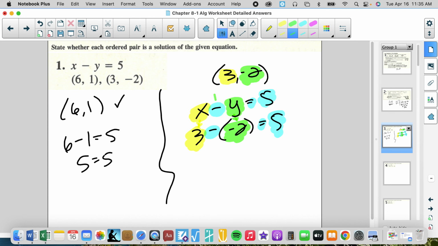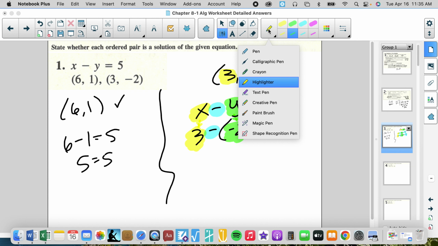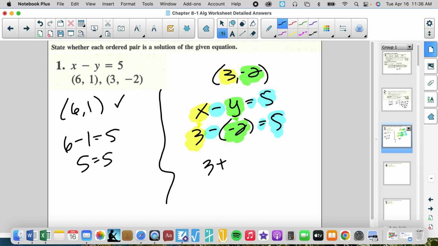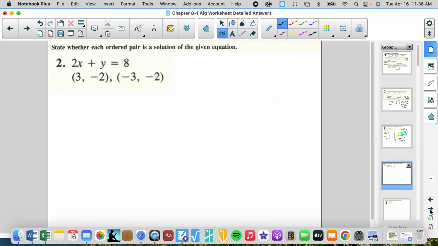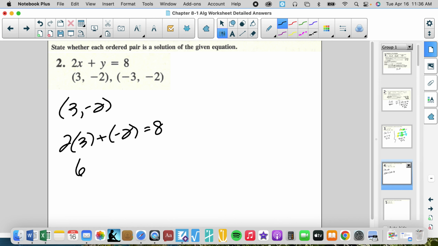This negative is separate from the y. So that's why we have this. We have 3 minus negative 2, which we would simplify to 3 plus 2, which is 5 equals 5, and that's a true statement. So both are solutions to the equation. So 3 comma negative 2, let's plug in 3 for x, negative 2 for y, equals 8. That's 6 minus 2 equals 8. That's 4, which does not equal 8, so not a solution.